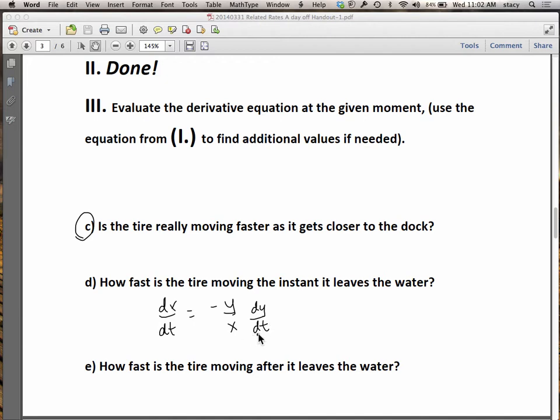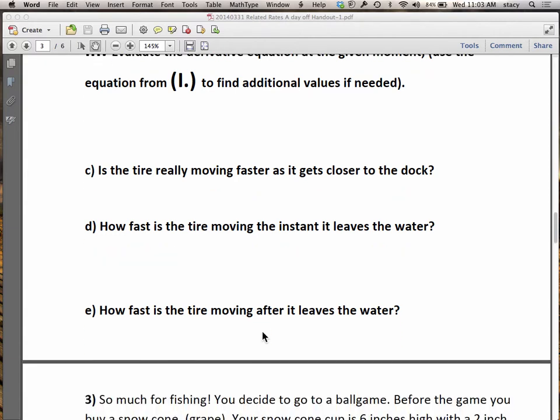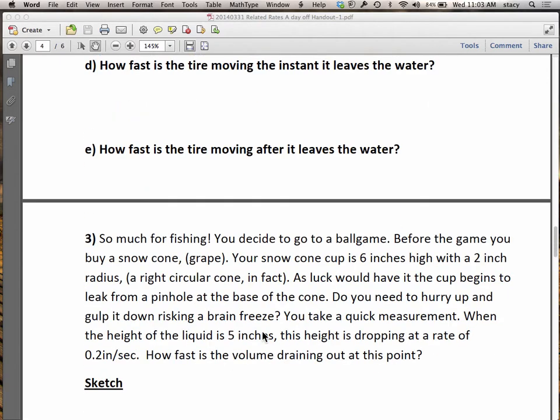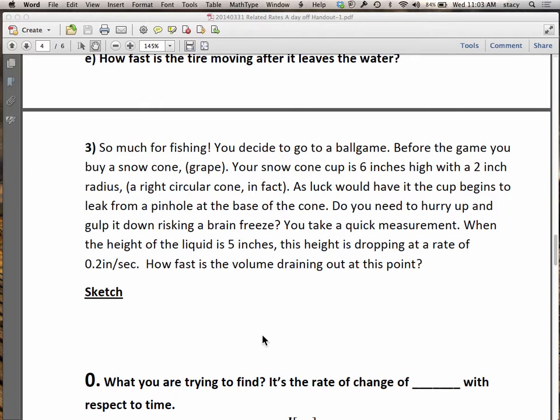Okay, what about how fast is the tire moving after it leaves the water? Is that question still asking for dx dt? No, right? What's it asking for? dy dt, which is negative 2. Okay, so that one's nice and easy. Okay, you just have to pay attention to what's actually going on, right?